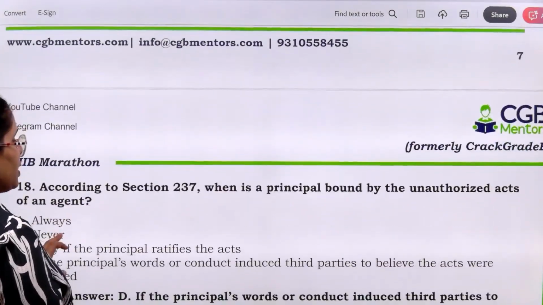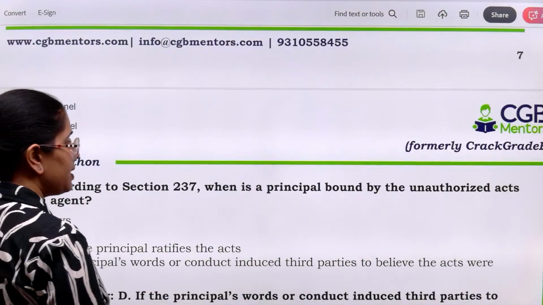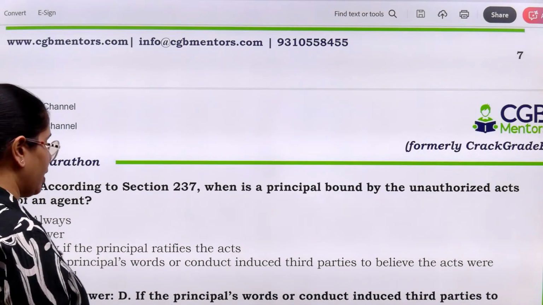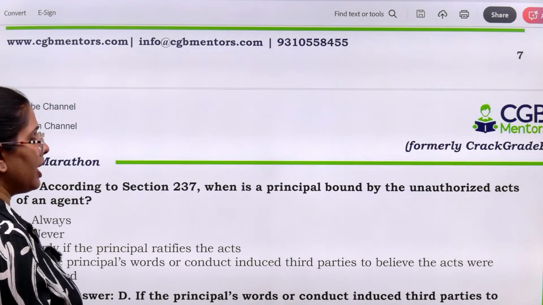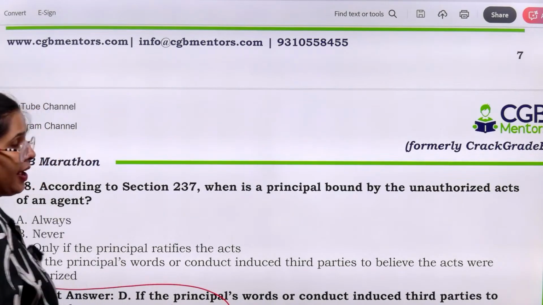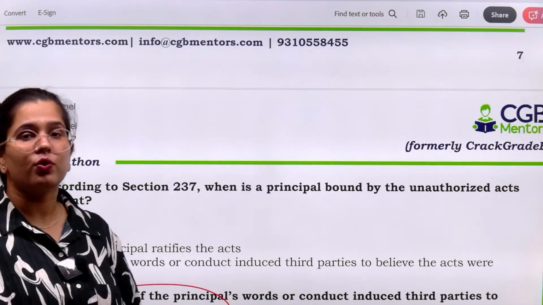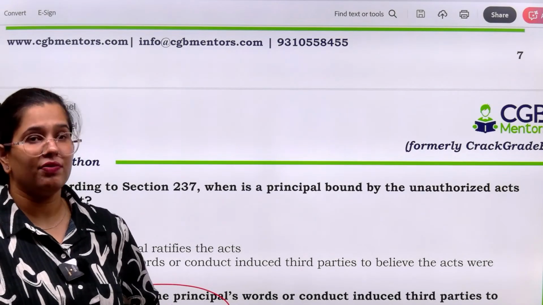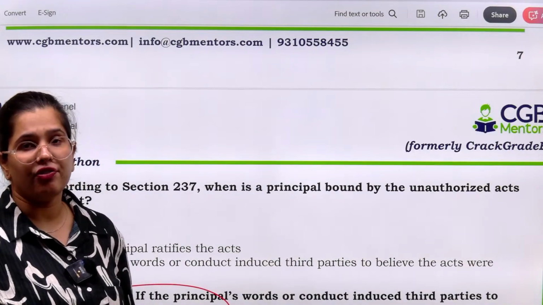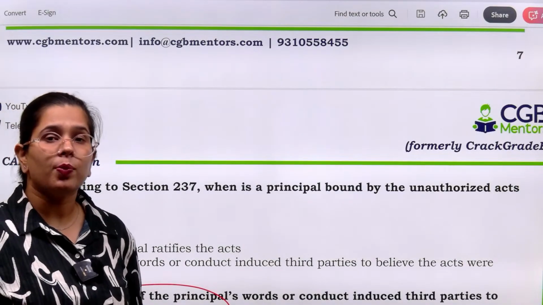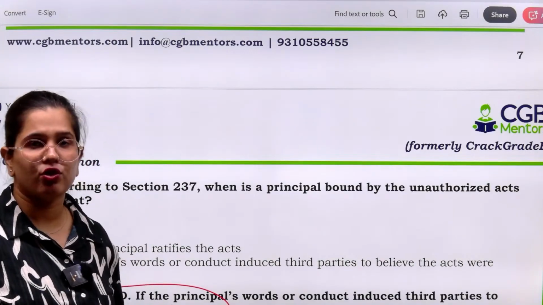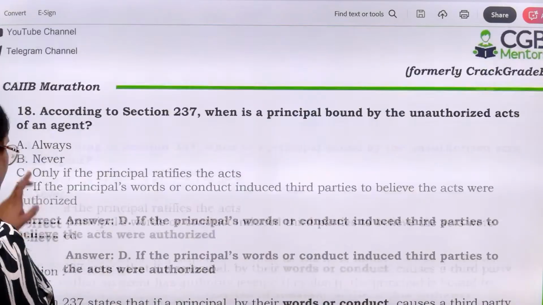As per section 237, when is a principal bound by the unauthorized act? कब unauthorized act के through भी bound रहेंगे? If the principal's words or conduct induce third party to believe that the acts were authorized, right? If the agent in front of you was telling something to the third party which he was not authorized for, and still you did not raise any kind of obstruction to it, you did not raise any kind of red flag, so you will remain responsible towards the third party.